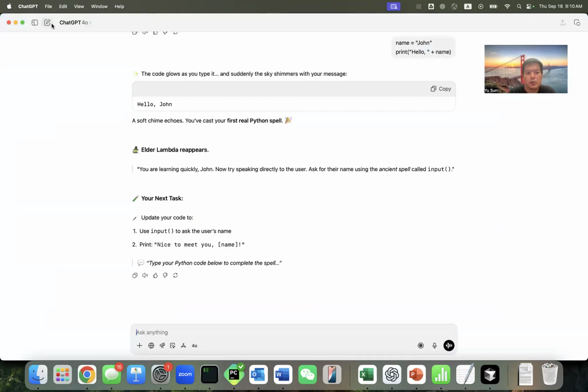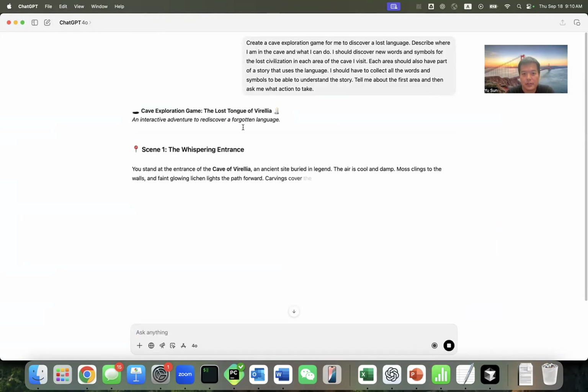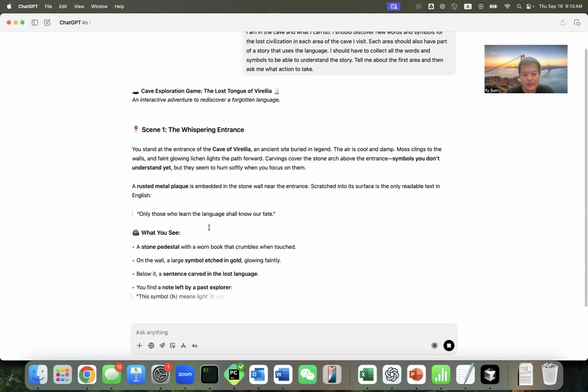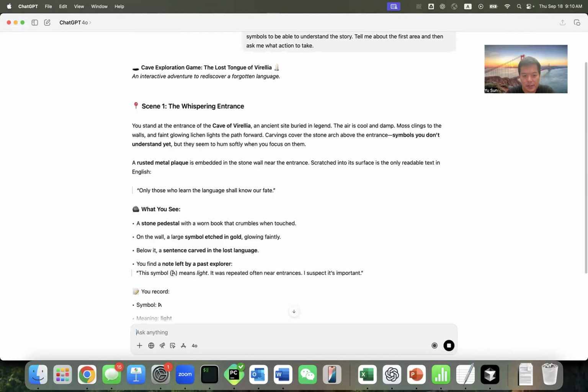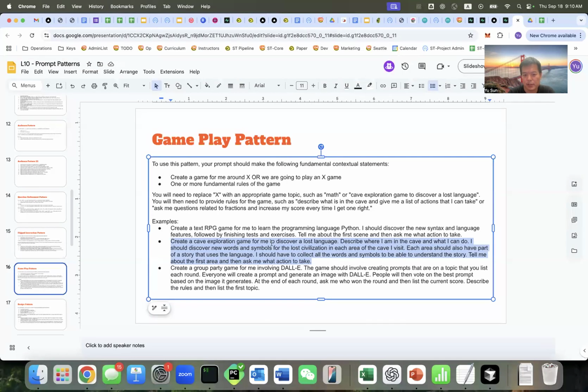Just something more specific, like learning some kind of lost language. See, they started to use these kinds of symbols. Pretty interesting. Anyway, we're not going to play this one, but it's pretty simple.